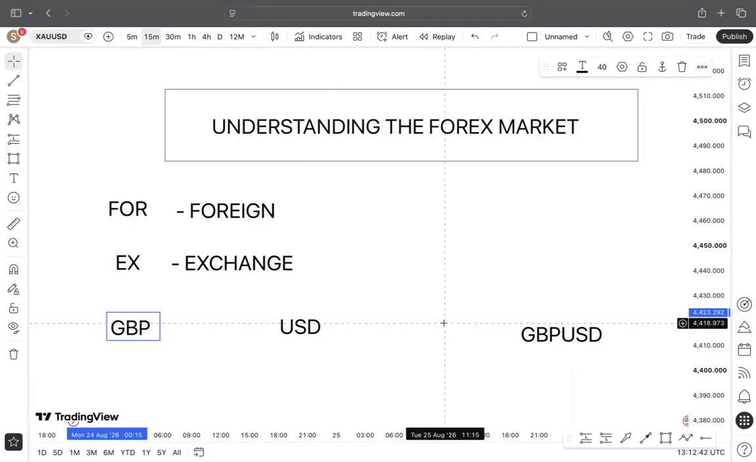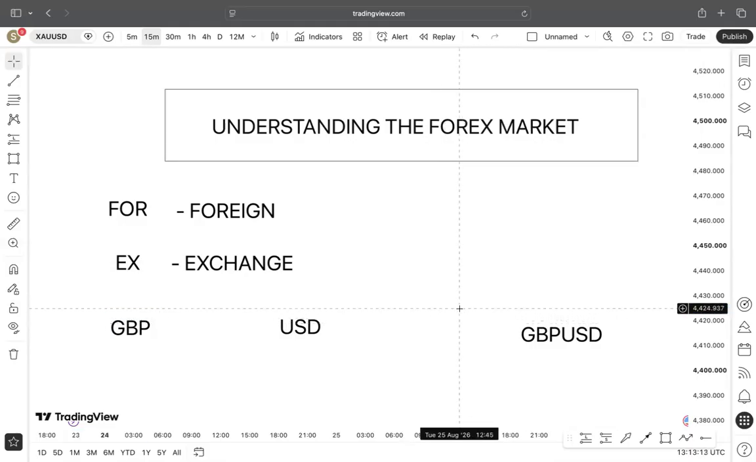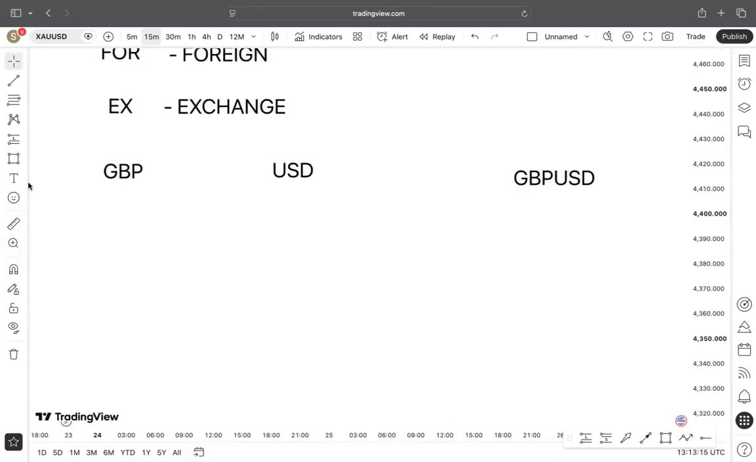All right. The act of exchanging these two currencies, one against the other, with the aim of making profit is what we now call forex trading. So forex trading is the act of exchanging two different currencies, one against the other, with the aim of making profits. All right. So now let's go to the forex market.